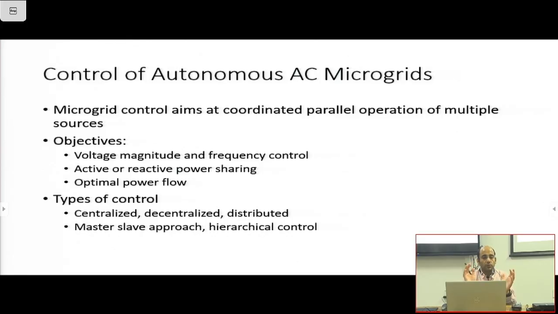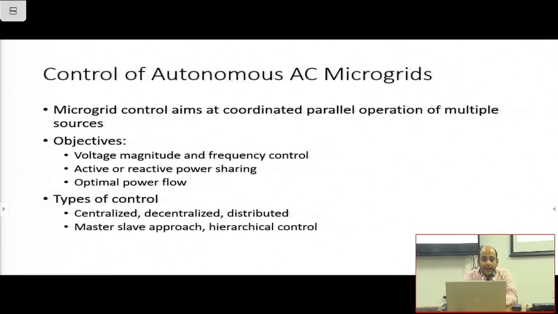So all the sources in the microgrid have to be coordinated properly. The objective of the coordinated control, first and foremost, is the control of voltage magnitude and frequency. Those are the two very important things. Because in an AC microgrid system, there is no grid that regulates the voltage and frequency, so definitely the inverters have to regulate the voltage and frequency.